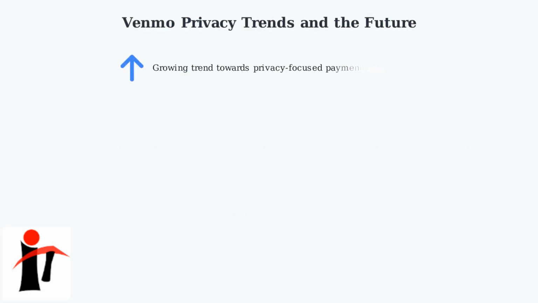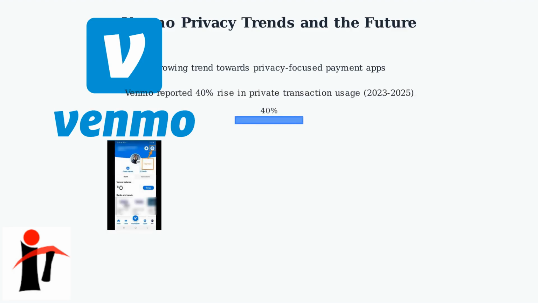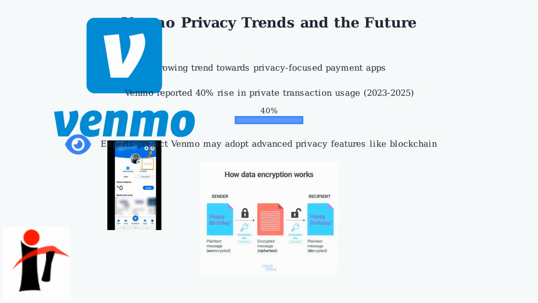There is a growing trend towards privacy-focused payment apps as users increasingly prioritize control over their financial data. Venmo itself has seen significant growth in privacy usage, with a 40% rise in private transactions from 2023 to 2025, according to their reports. Experts predict that Venmo may adopt more advanced privacy features in the future, such as blockchain-based solutions for enhanced security. However, it's important to remember that Venmo will always balance privacy with its social sharing features, which are core to the platform's appeal.